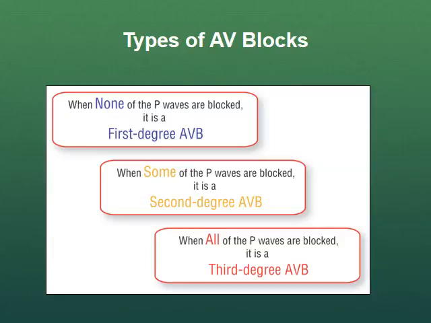Like I said, when none of the P waves are blocked, it's a first degree AV block. When some of the P waves are blocked, it's a second degree heart block. And when all of the P waves are blocked, it's a third degree or complete heart block. If you remember, on all of our recognition of rhythms, there are these drop beats and group beats, and most of them up to this point have said none. Well, these are the rhythms where we're going to start to use those to recognize them.